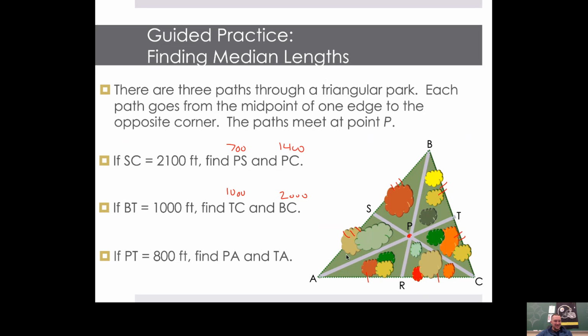Last one, P to T is 800. That's this little guy. This little piece is 800. I know P to A is then 1,600. It's twice as big. And T to A would obviously be 3 times that. It'd be 2,400. And I know that I'm right because 800 plus 1,600 gives me 2,400.